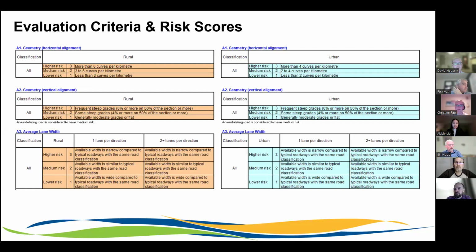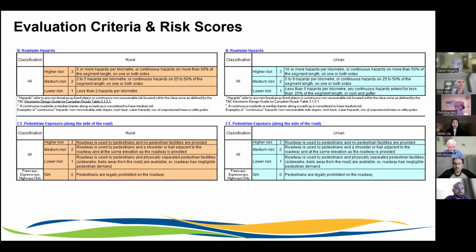Criteria A1 is the horizontal alignment of a road. A score is assigned based on the number of curves per kilometer. Criteria A2 is the vertical alignment of a road. A score is assigned based on the grade of the road and the percentage of road length with steep grades. And criteria A3 is the lane width. A score is assigned by comparing the lane width to the width that is recommended by the town's engineering standards and TAC guidelines.